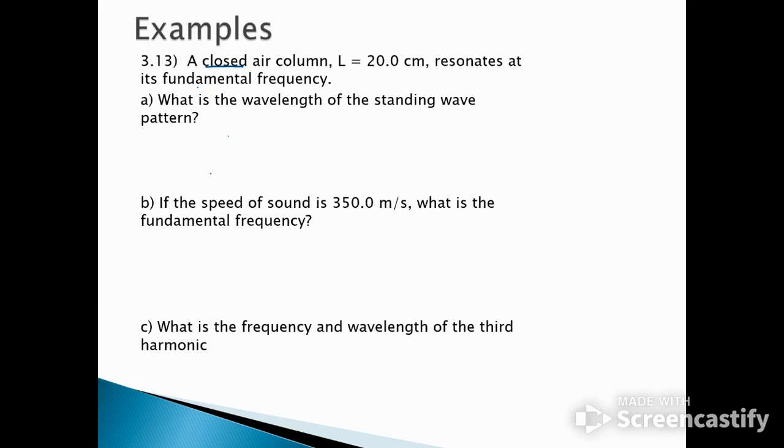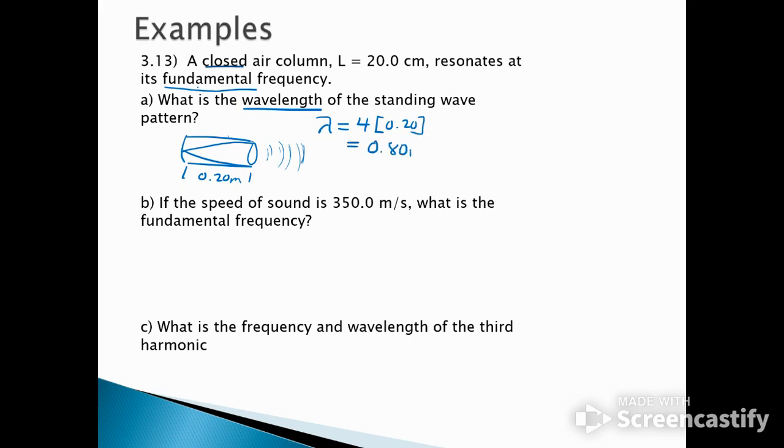So here are some questions. There's a column that's closed at one end, and it is 20 centimeters long, and the fundamental frequency standing wave is in there. That means that the first antinode is at the surface. So it's generating a very, very loud noise like that. And this is 0.20 meters. And right away, I can see that the lambda must be 4 times the length of the tube, which is 0.80 meters.